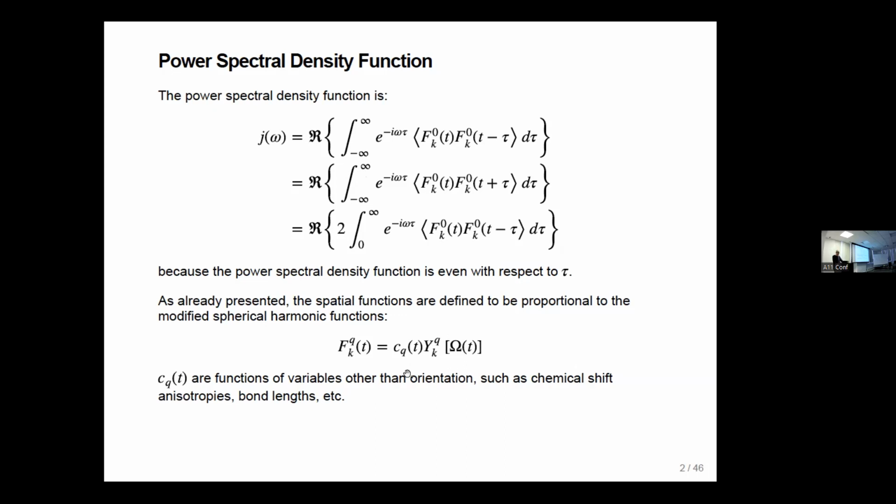The spatial functions then are all products of various parameters of the Hamiltonian, delta sigma, B naught, the distance between pairs of spins, etc. And then the orientational dependence, which is captured by the spherical harmonic. So the C's contain everything that's not orientation dependent, and everything that's orientation dependent goes into the spherical harmonics.